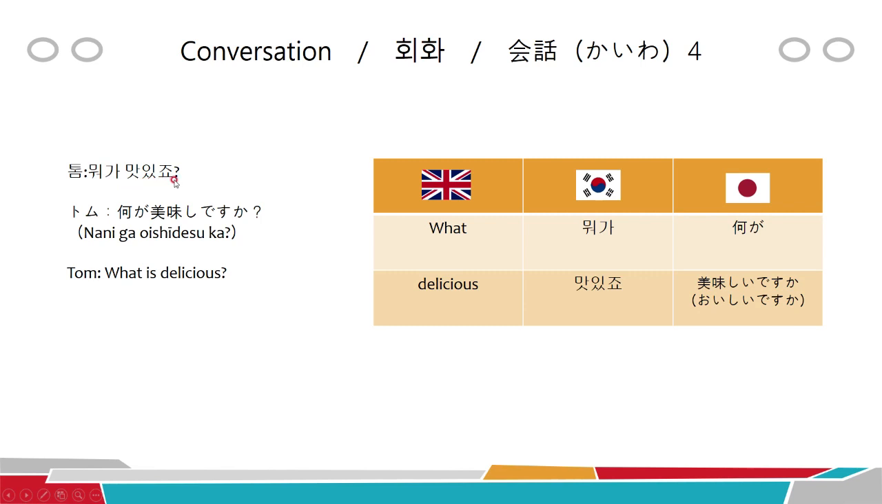뭐가 맛있죠? 何が美味しいですか? What is delicious? What? In Korean, 뭐가? In Japanese, it's 何か. 뭐 and 何 means what.